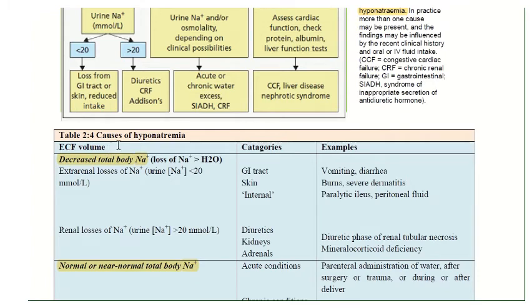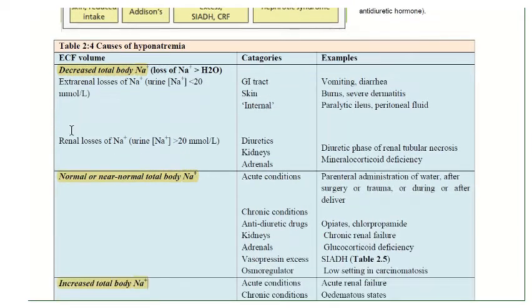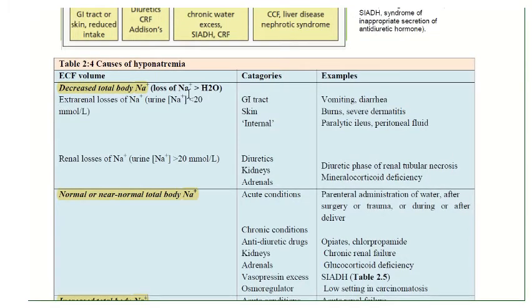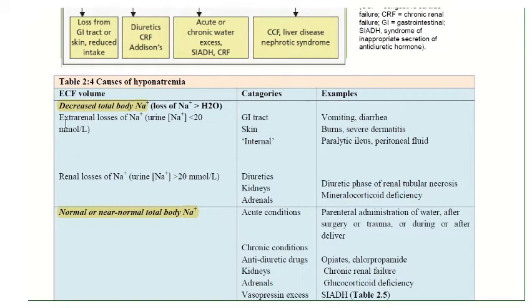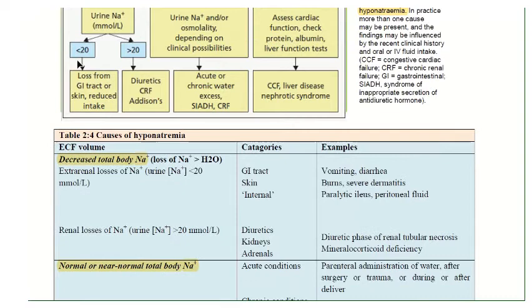وهذا التيبل اللي أيضا قلنا عليه causes of hyponatremia. هنا مقسم إلى 3 أقسام. القسم الأول decreased total body sodium. هنا اللوس of sodium أكثر من الواتر. وأكو extra renal losses of sodium. اليورين الصوديوم يكون أقل من 20 مليمول مثل ما قلنا هنا في الدايجرام.